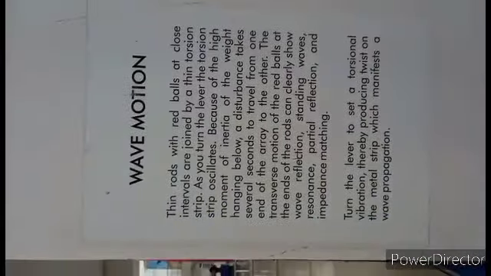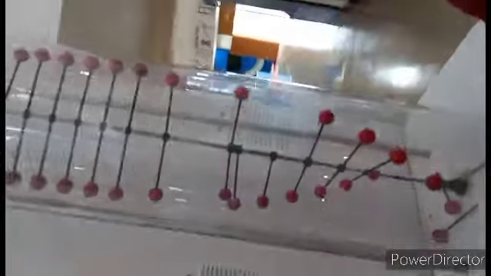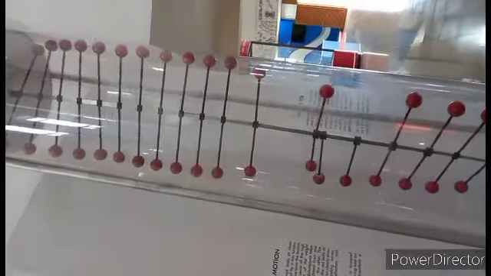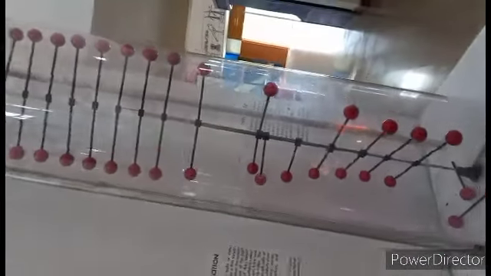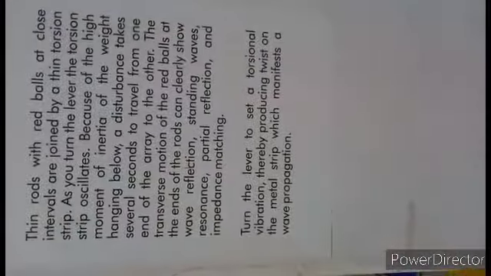So this one's called Tarangi Geet or wave motion. I'll just grab a photo. So let's see what it does. Oh, it moves differently. Thin rods and red balls at close intervals are joined by a thin horizontal strip, which is this.